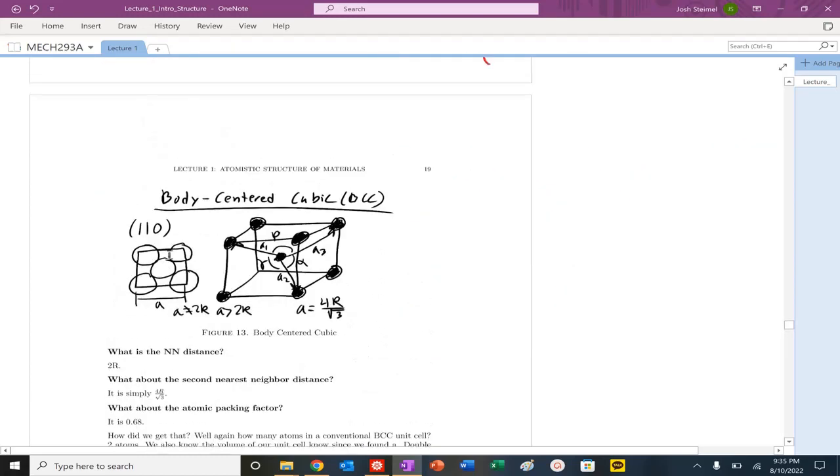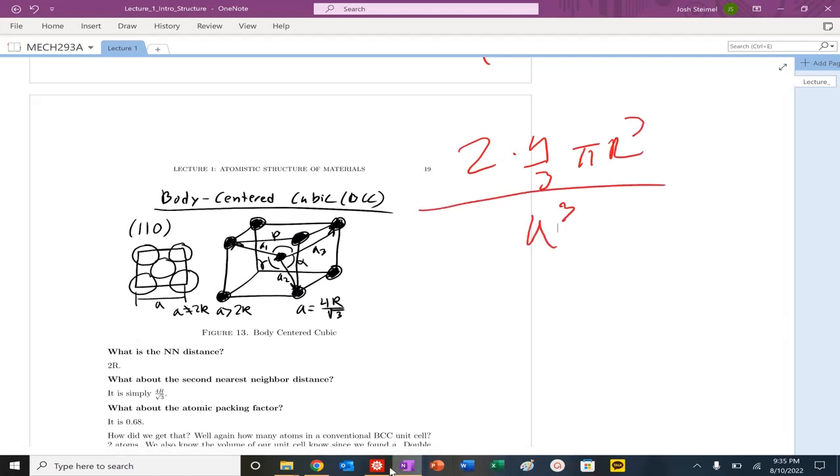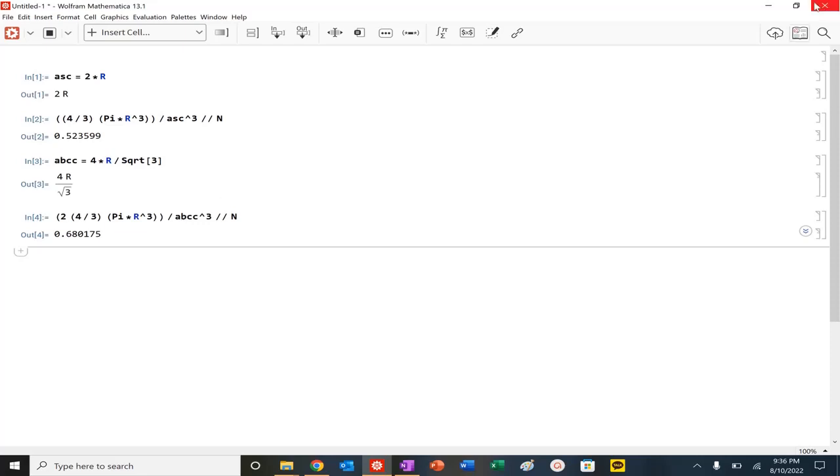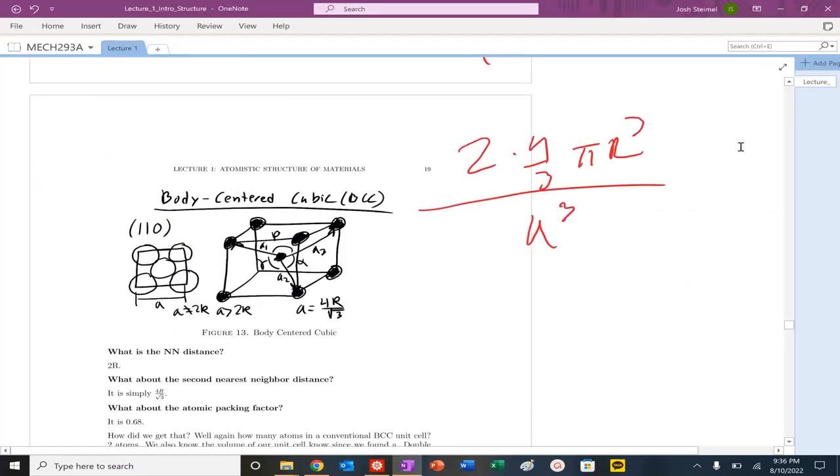Second nearest neighbor distance. What about atomic packing factor? So let's do the calculation again. How many atoms do I have? 2 times 4/3 pi r cubed divided by A cubed, except now our A BCC is equal to 4 times r divided by square root of 3. I'm going to grab this over here, copy and paste, and put a 2 in front of it because there are 2 atoms. Still not close packed, so it is not a close packed structure.